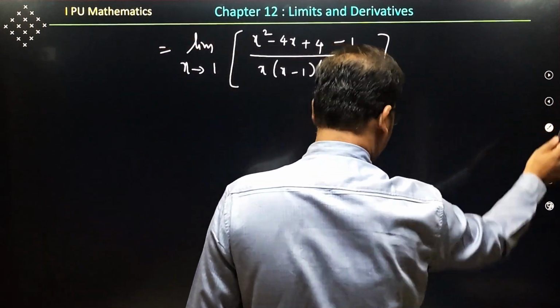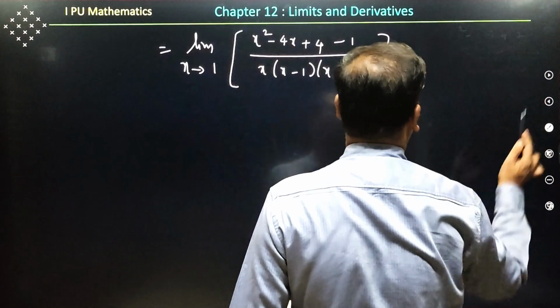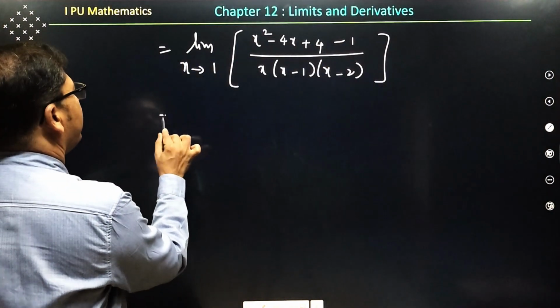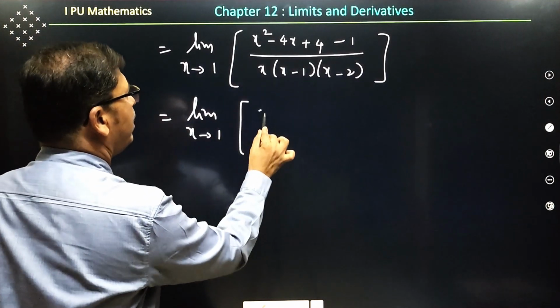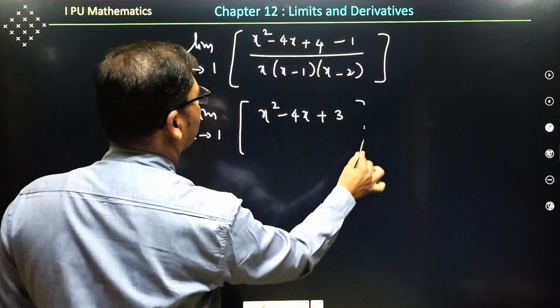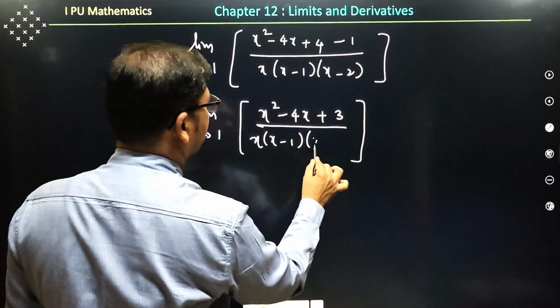See, if there is any error, please observe here. x minus 1, x minus 2. Okay, now observe what happens. 4 minus 1 is 3. This is equal to limit x tends to 1, x square minus 4x plus 3 whole divided by x into bracket x minus 1, x minus 2.